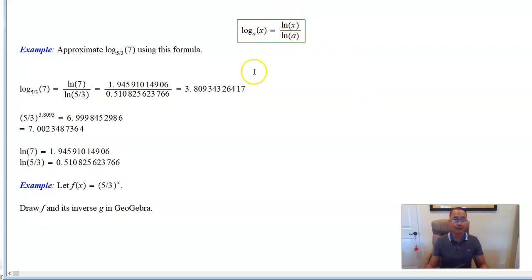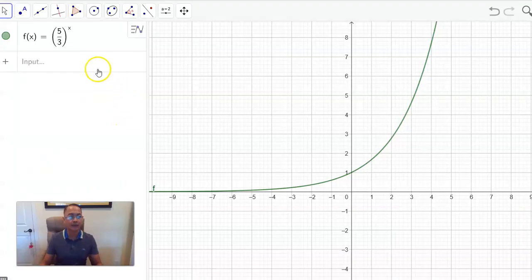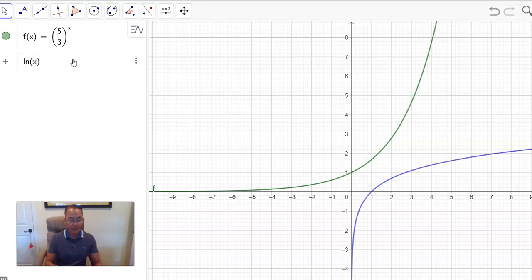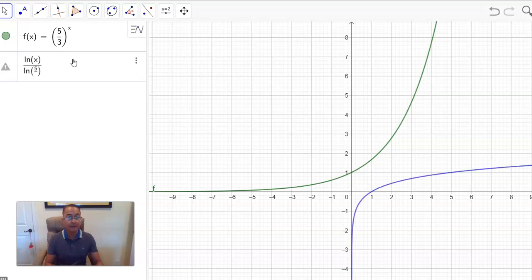We have this over here. To graph 5/3 to the x, GeoGebra can do that. We will use this formula to graph the inverse function. And we're back. So I just deleted the 5/3 to the x, which we don't need. What we do need is log base 5/3 of x. Okay. So we said that the change of base formula says we just need ln of x and divide by the ln of 5/3.